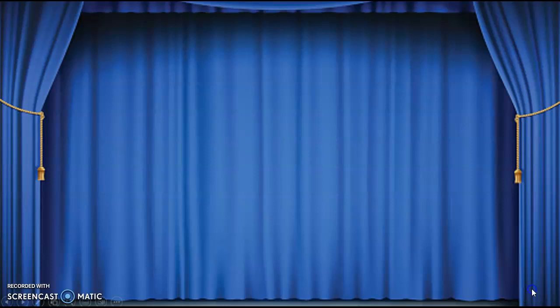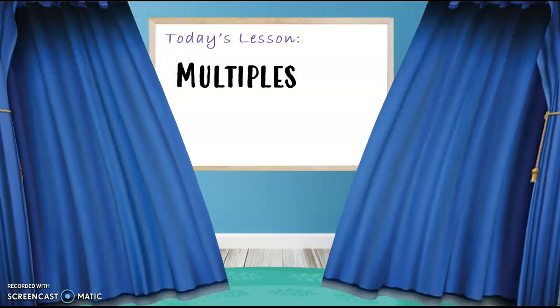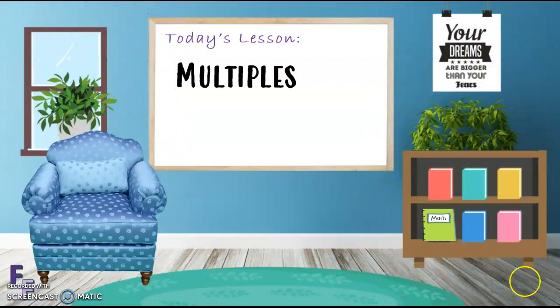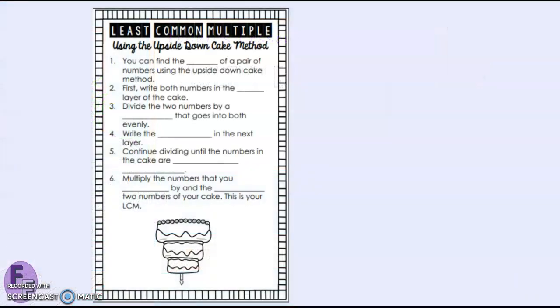In this lesson, we will be looking at multiples, but using the ladder method or the cake method to find the least common multiple. This is the page you should be using in your MPJ. This is sometimes called the upside down cake method or the ladder method. It's using division of factors in order to find the least common multiple.